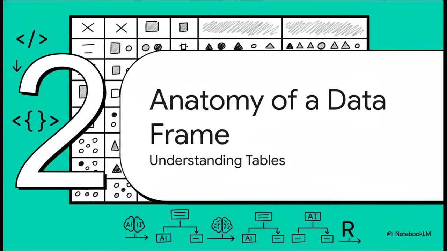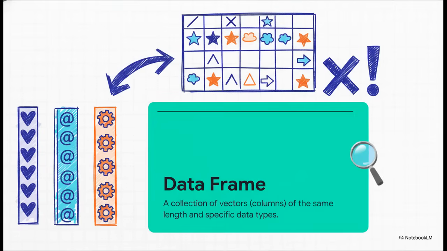Moving right along to Section 2, Anatomy of a Data Frame. Let's talk about tables. Once you actually bring your data into R, it almost always takes the form of a data frame. Now, a data frame looks a lot like an Excel spreadsheet, but it is strictly regulated. I mean, in Excel, you can type a word into a column full of numbers, and Excel doesn't blink an eye. R, on the other hand, cares deeply.